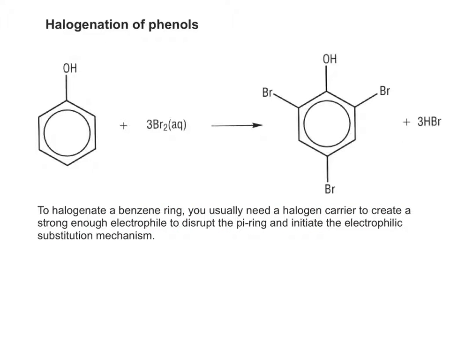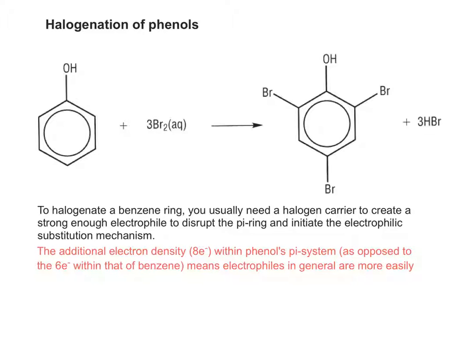So looking at halogenation of phenols is a slightly different situation compared to halogenation of benzene. So to aromatic benzene, you usually need a halogen carrier to make the strong enough electrophile, which is your positively charged halogen ion, to disrupt the pi system and then initiate the electrophilic substitution mechanism.